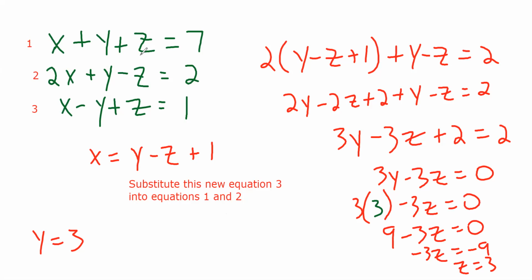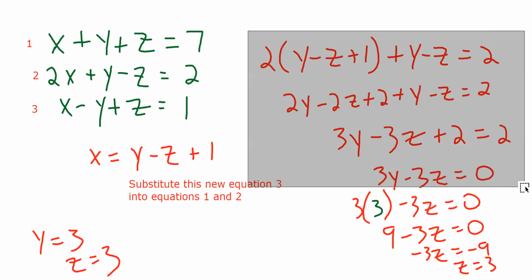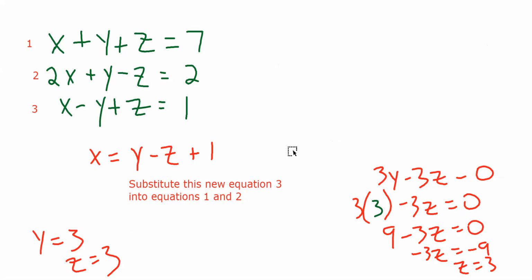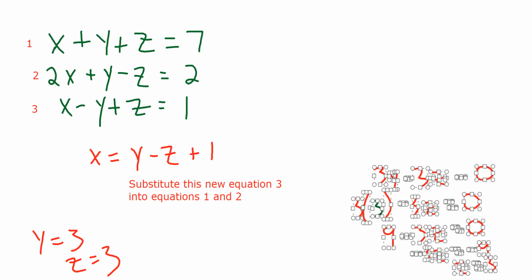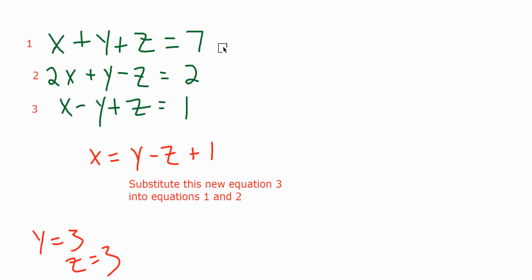So what once looked like a very difficult system is slowly starting to become unraveled. I've got a value for y is equal to 3. By coincidence, z is also equal to 3. That makes me very happy. Now, I just need to solve for x somehow. And I'll have all 3 of my variables.